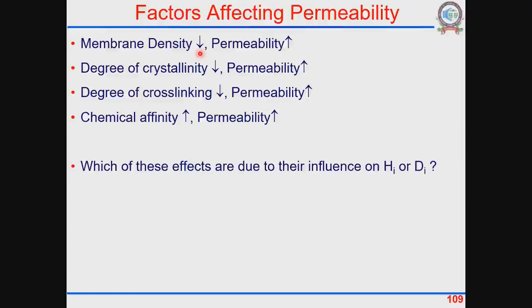dense, that means there are more spaces for the molecules to diffuse, so permeability would be larger. Degree of crystallinity, if it goes down, the polymer is less rigid, it is flexible, permeability will go up. Degree of cross-linking, cross-linking is how different chains are linked to each other. If the degree of cross-linking is reduced, then different chains can go away from each other, allowing the molecule to diffuse, permeability will be increased. Chemical affinity, if it is higher, obviously the permeability will be higher.